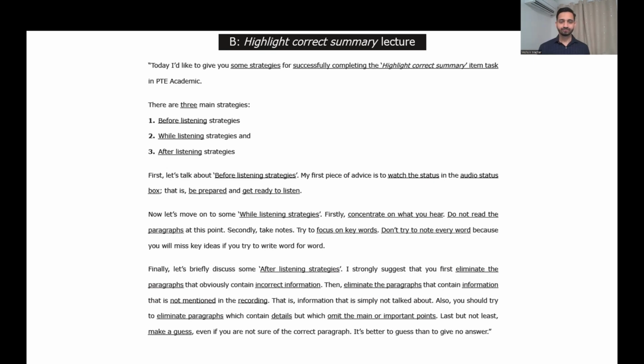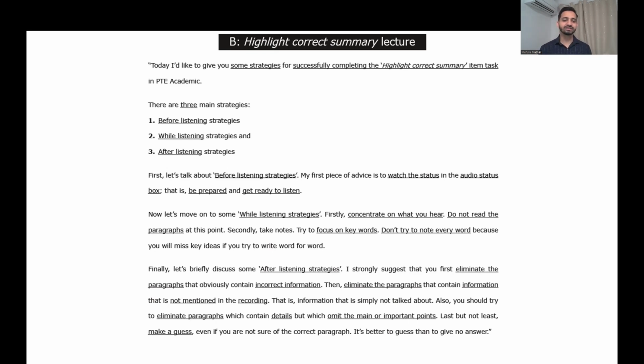Secondly, take notes. Try to focus on keywords. Don't try to note every word, because you will miss key ideas if you try to write word for word. Okay, only the keywords, and we know how to understand what's redundant information and what is relevant information. We did that in the previous lecture, and we're going to touch on that here today as well.